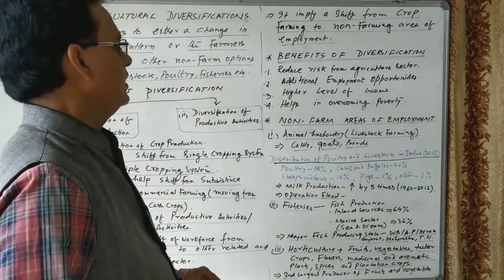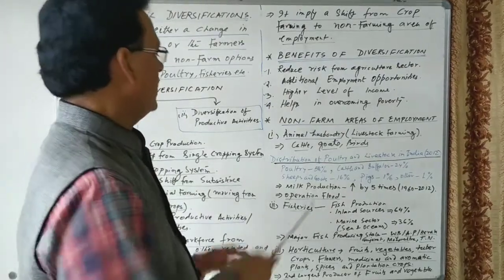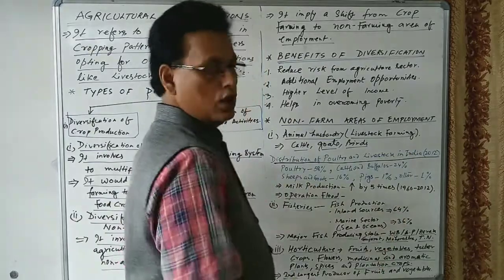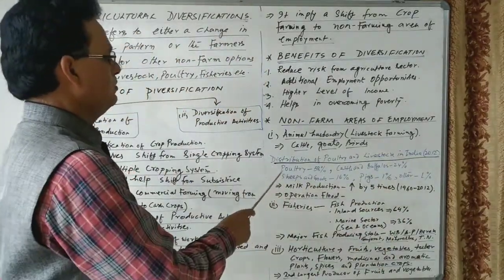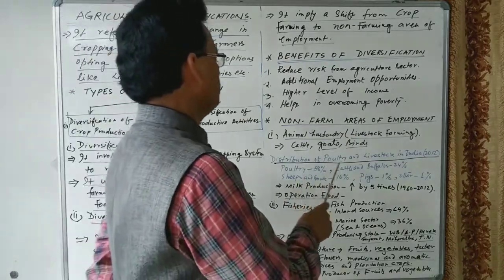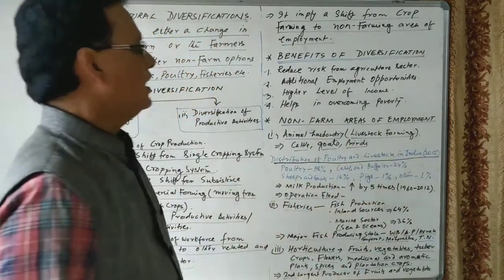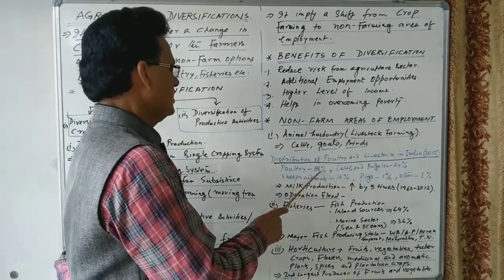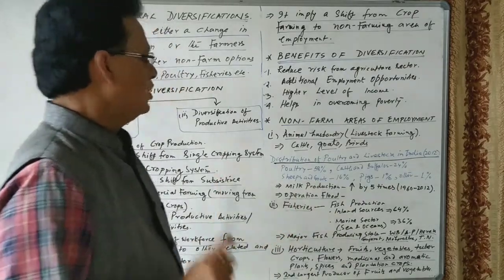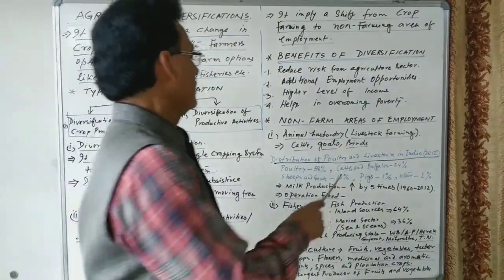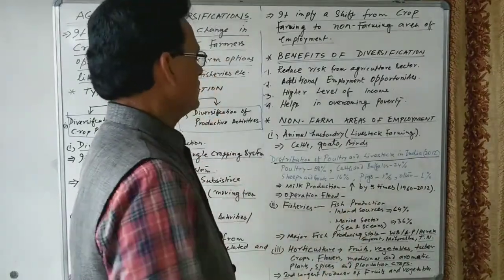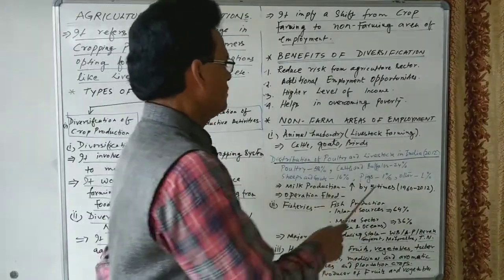This chart is given in our NCERT book. I have written here the distribution of poultry and livestock in India. In 2012, poultry contributed 58%. So we can say poultry contributes 58%, cattle and buffaloes contribute 24%, sheep and goats contribute 16%, pigs 1%, and others only 1%.